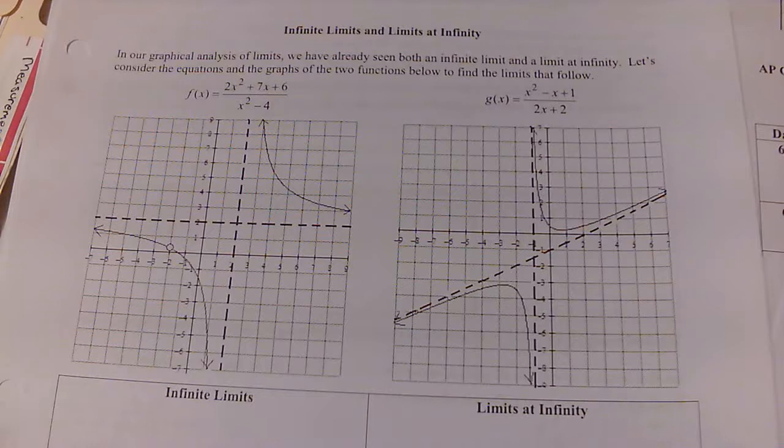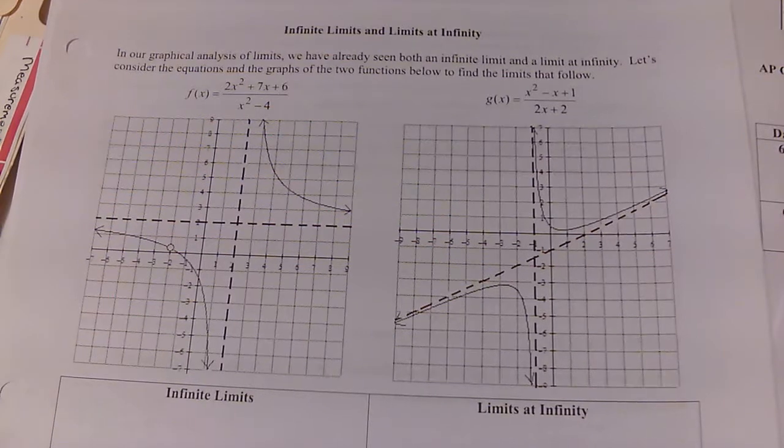Okay, we've already seen that we can have limits where the graph is going to infinity or negative infinity, and we've also looked at finding limits as x approaches infinity or negative infinity. So we're going to keep on with that, continuing our look towards infinity. So we have two rational functions.